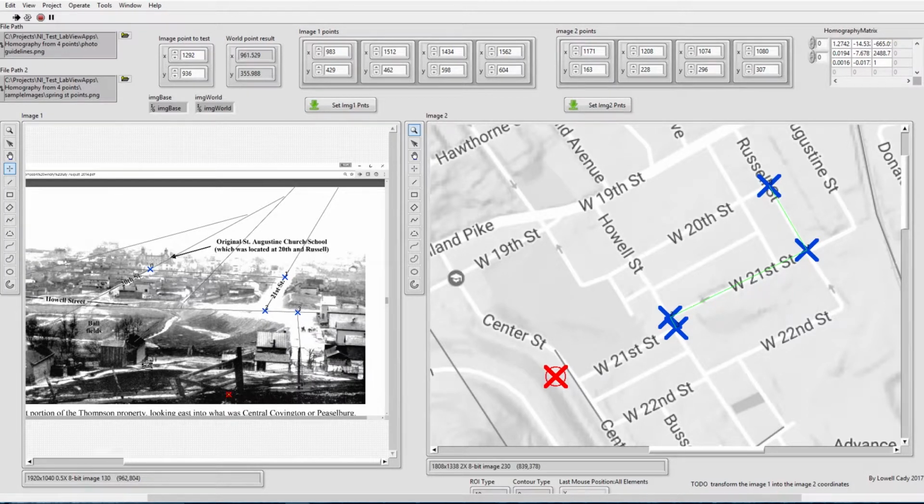Let's see if we can click on some other things here. There's a foundation of a building. Seems close to being right. It's sort of a road here, and that actually makes sense. That more or less follows where Central is now, which is pretty interesting. So yeah, I guess that's about all I got on figuring out where this photo was taken. Looks like it was slightly behind Central and 21st.